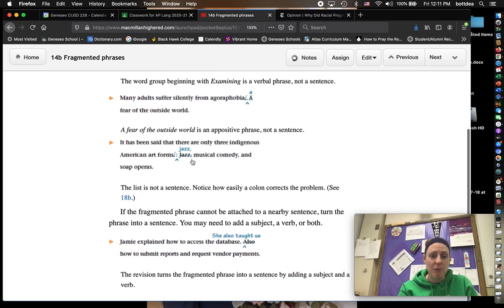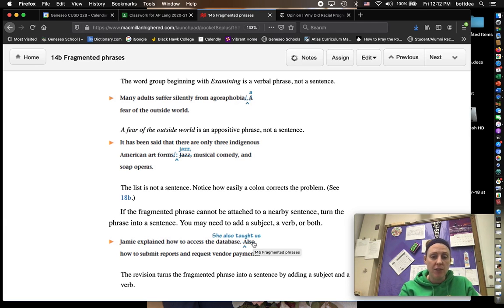In this example, this is a list. Lists are never sentences. And note that we're going to use a colon here to help our problem. So this is another reason why colons can become useful and why I put fragments and colons and semicolons together. Once again, if you can't pull that fragmented phrase into a nearby sentence, then you might need to change the wording and maybe add some language in order to make it a sentence.